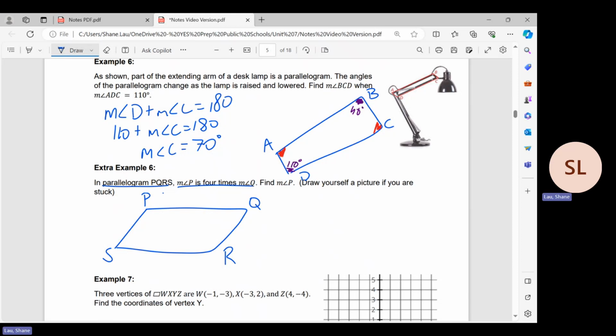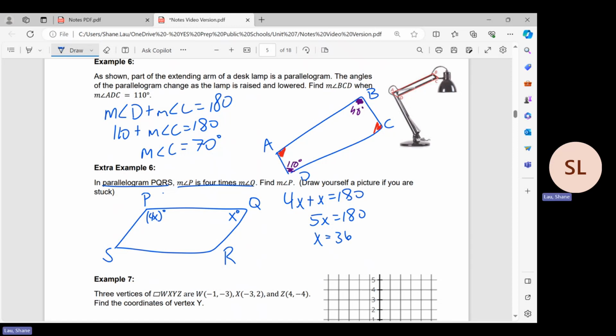So what we do from here is figure out that P is this angle, and it's 4 times the measure of angle Q. Angle Q we'll just call x degrees. But angle P is 4 times as large, so it's going to be 4x degrees. Then, because we know that consecutive angles are supplementary, add them up and put them equal to 180. 5x equals 180, so x equals 36.